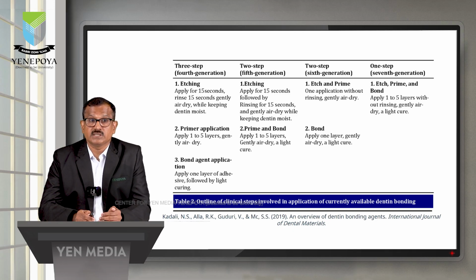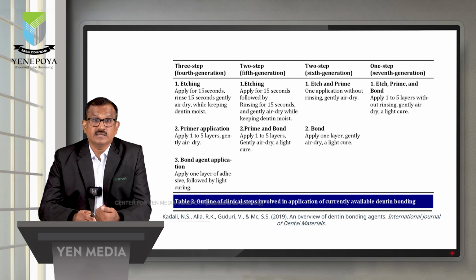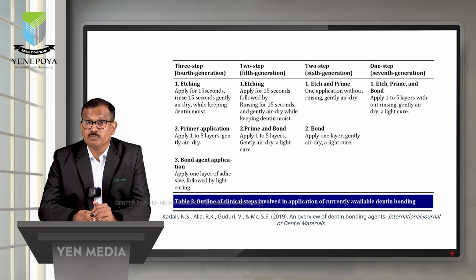Bond agent application: apply 1 layer of adhesive followed by light cure. So in the other case, 2-step, it is easy: etching for 15 seconds followed by rinsing for 15 seconds, then gently air dry. That is very, very important. It means you have to keep it moist, because we have got wet bonding and dry bonding.